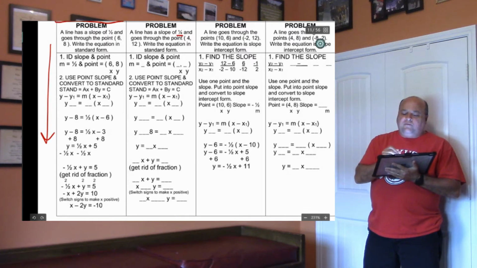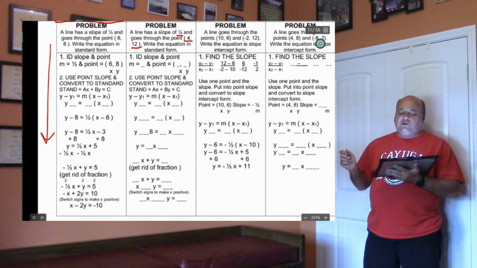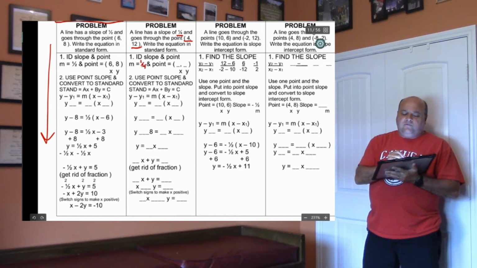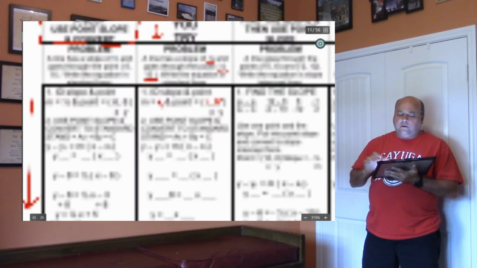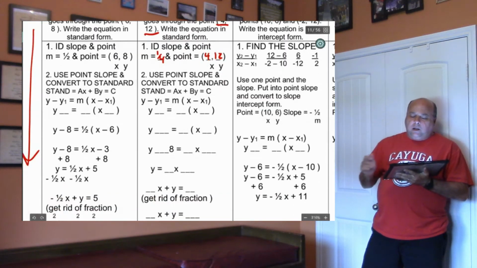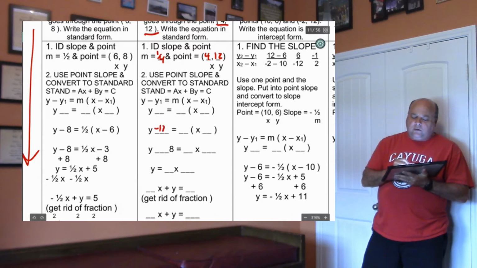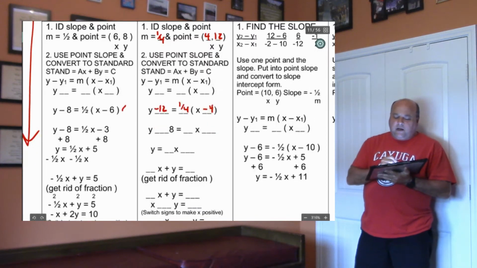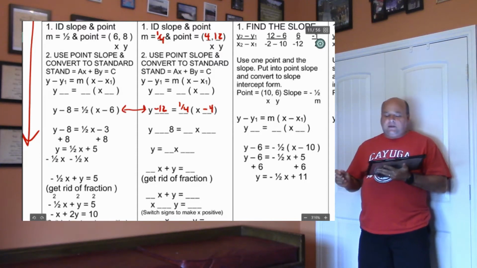The slope's 1/4 and the point is (4, 12). So my slope's 1/4 and my point is (4, 12). And I'm going to kind of zoom in right here. Okay. Now then, we're going to plug it into point slope. So this is my x and y. So the minus 12 goes here. The 1/4 goes here. And the minus 4 goes here. Notice that I'm following along right here, doing the same steps, aren't I?